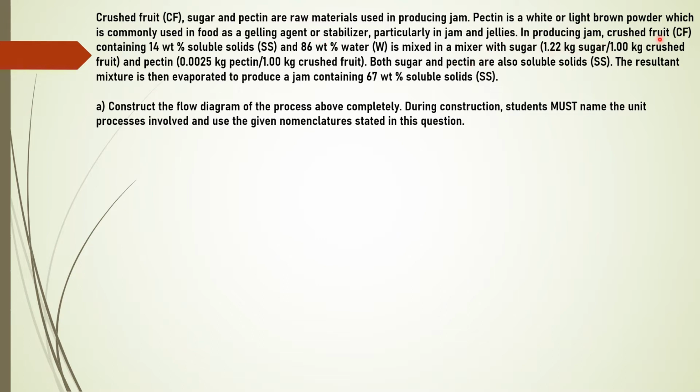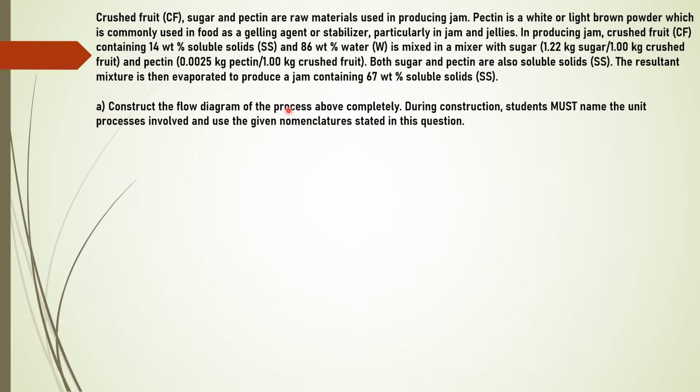In producing jam, crushed fruit containing 40 weight percent soluble solids and 86 weight percent water is mixed in a mixer with sugar, 1.22 kg sugar per 1 kg crushed fruit, and pectin, 0.0025 kg pectin per 1 kg crushed fruit. Both sugar and pectin are also soluble solids. The resultant mixture is then evaporated to produce a jam containing 67 weight percent soluble solids.